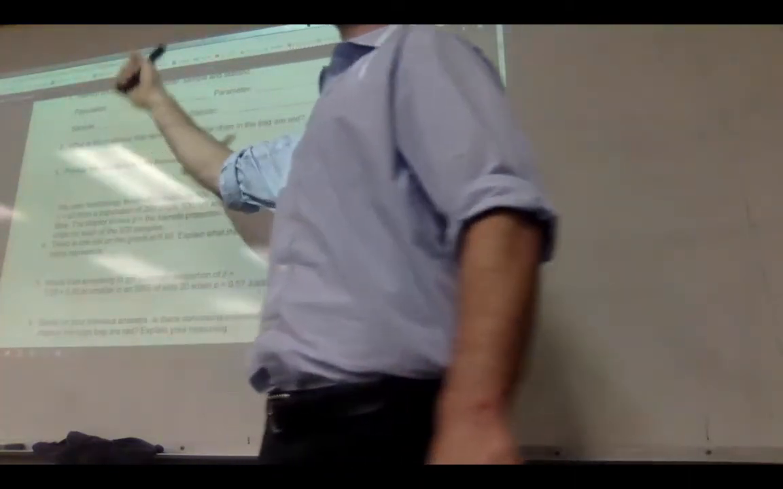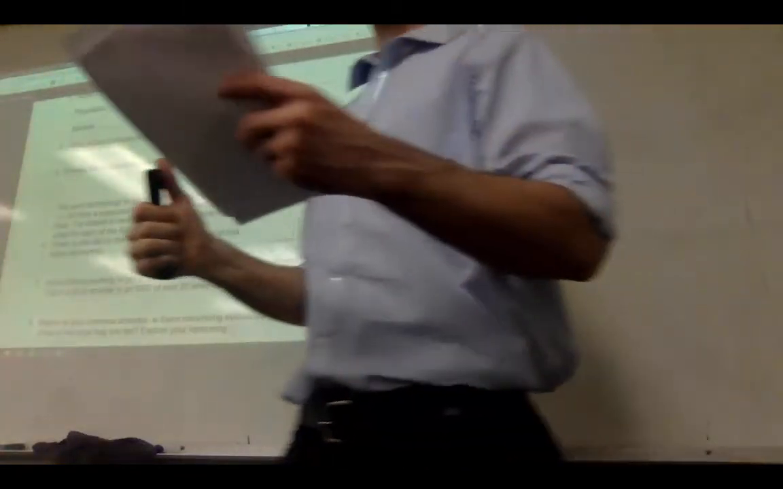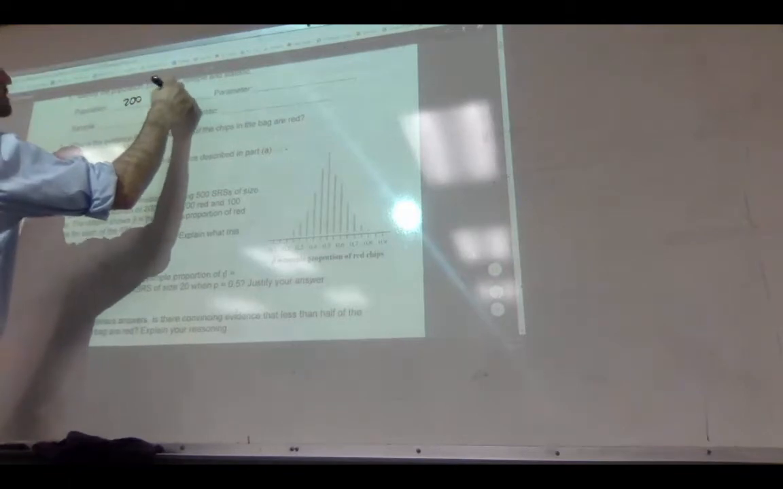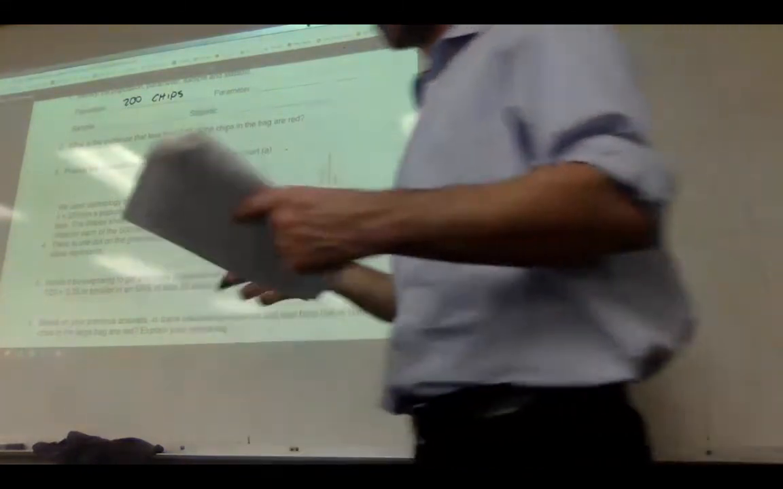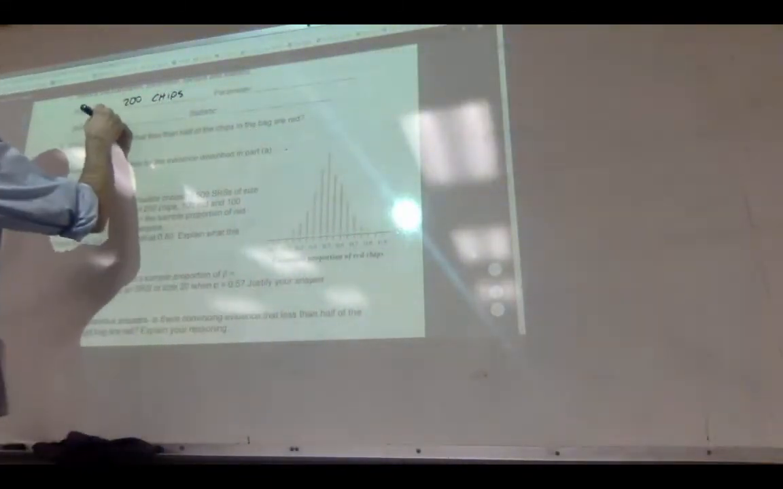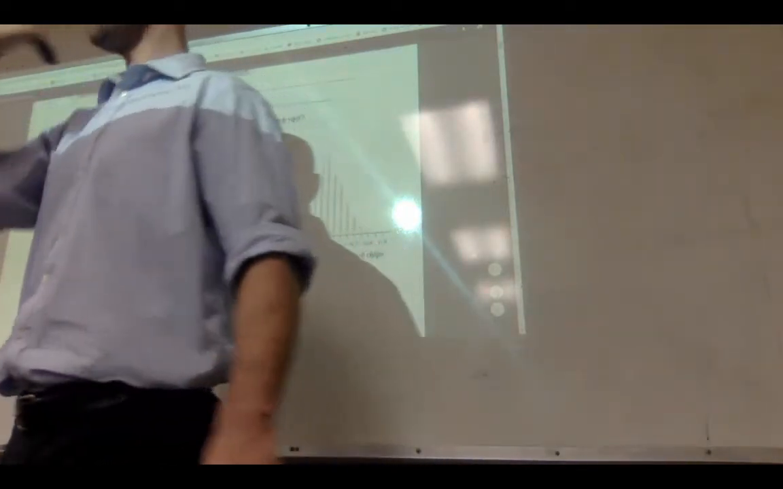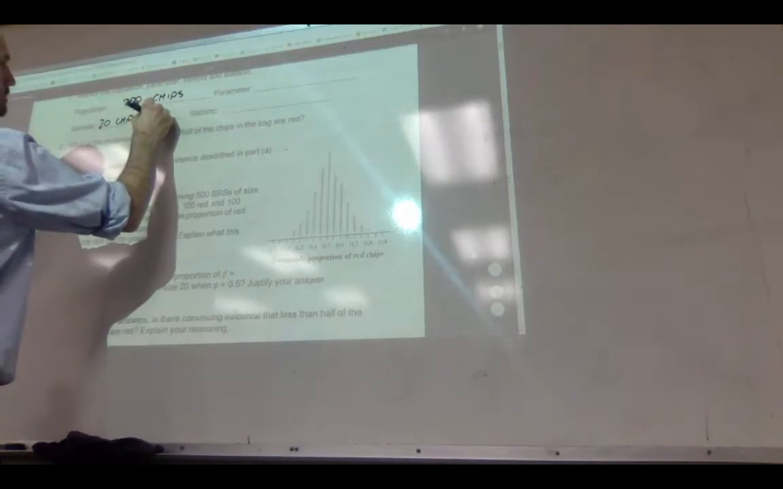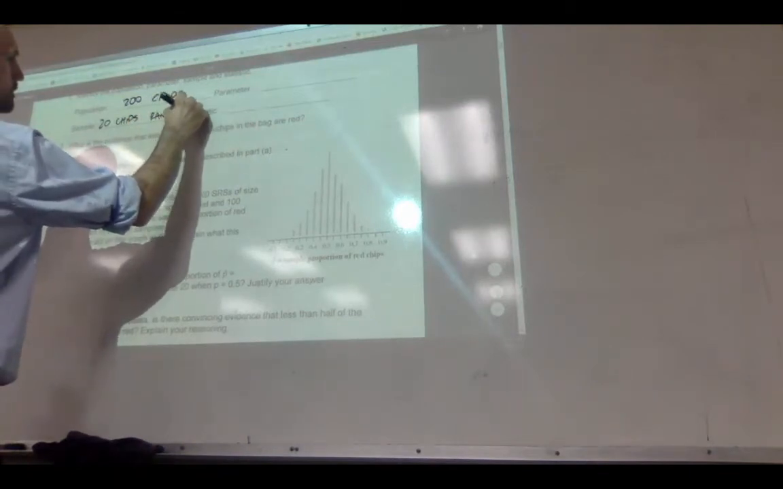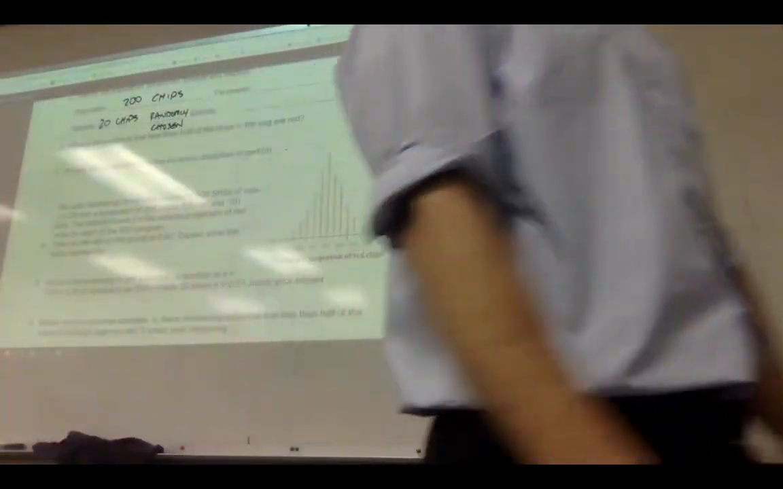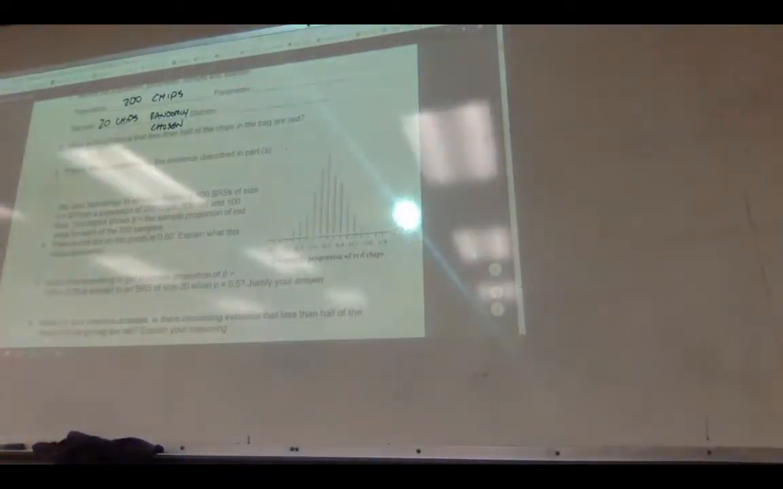So what's my population? Meaning, what's everything that I'm looking at here? 200 chips. My sample that I pulled is what? 20 chips. Here's something very important. Are you ready? Don't forget this. Randomly chosen. We are still obsessed with random. It has to be random. So you should say 20 chips randomly chosen.